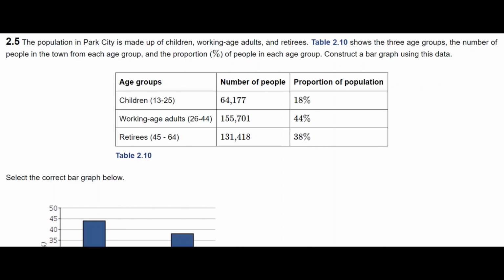Now with this information, if we draw a graph between the age groups and the proportion of population, then the bar corresponding to children would be the smallest bar, and the bar consisting of the working age adults should be the longest bar, while the third bar should be in between the first two. So let's go to the choices and see which one represents the correct graph.